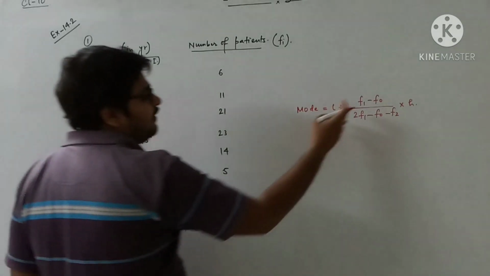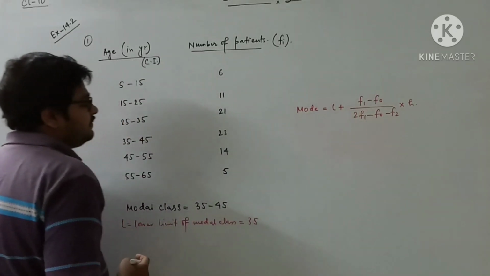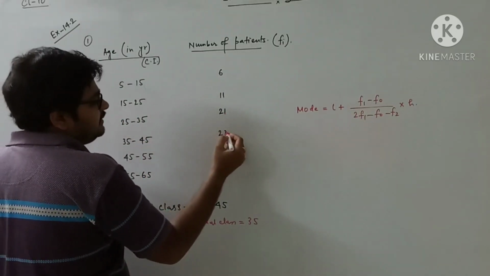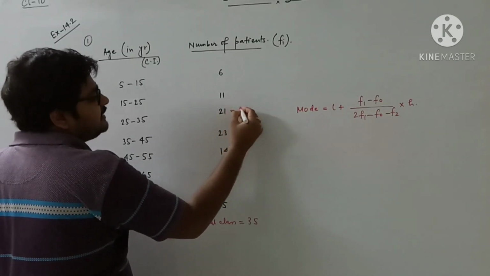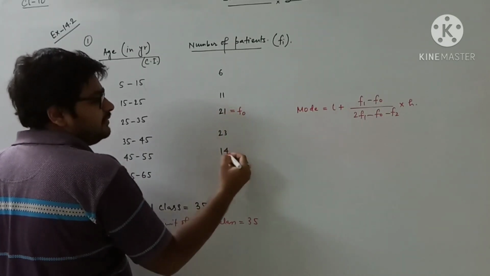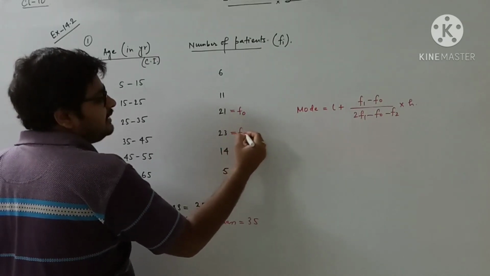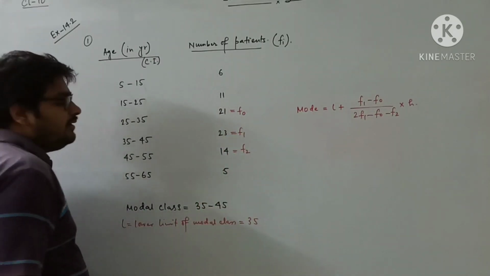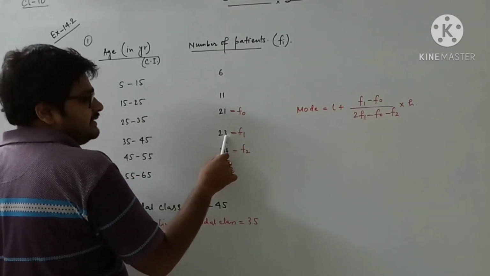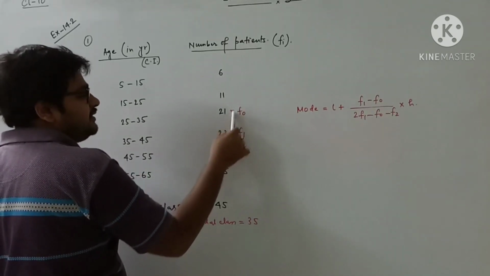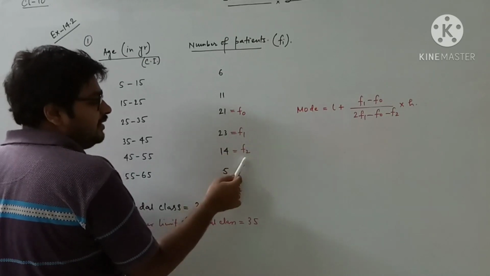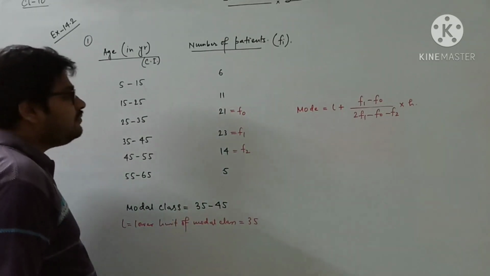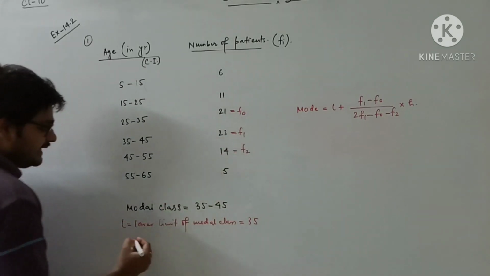Now what are f1, f0 and f2? The modal class is this one. The previous class frequency is f0. This one is actually f1, and the next class frequency is f2. Clear? The class above the modal class is f0, the class below it is f2, and the modal class itself is f1. Now h, what is h? h is the class width.